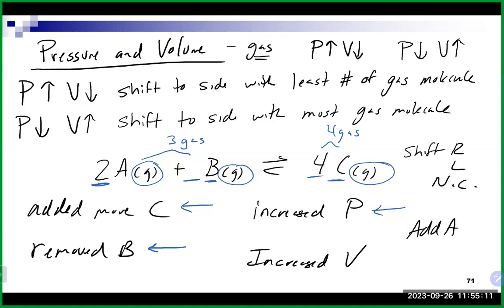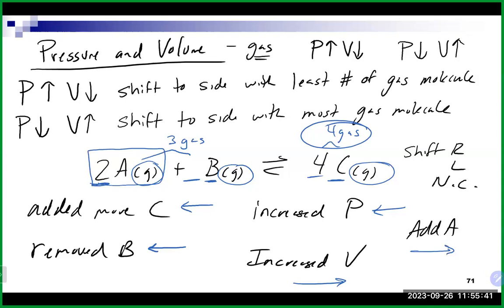Other questions? All right, so increasing the volume means that we have more room for everybody to fly around. That's why the pressure is dropping. So to bring the pressure back up, we need more gas molecules to fill it. And in this case, that means it needs to go to the right. And lastly here, if we add more A, we're going to have more reactants to react, which means it should shift to the right. Any questions on that?